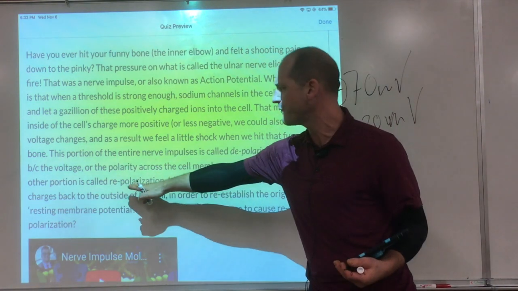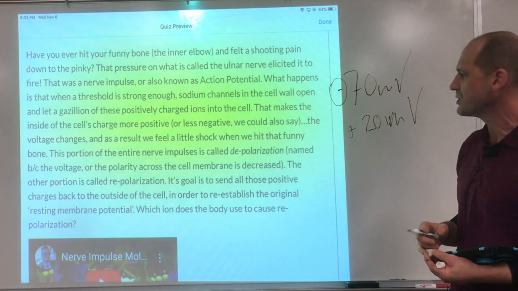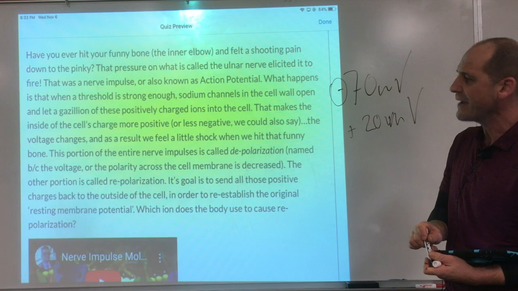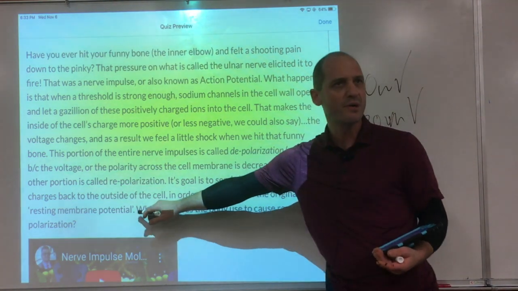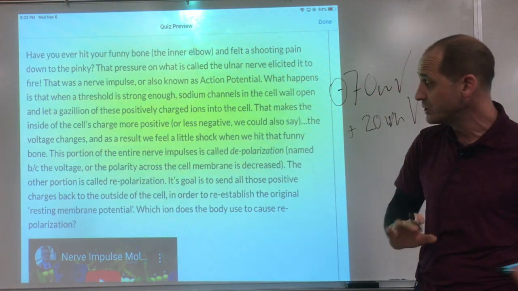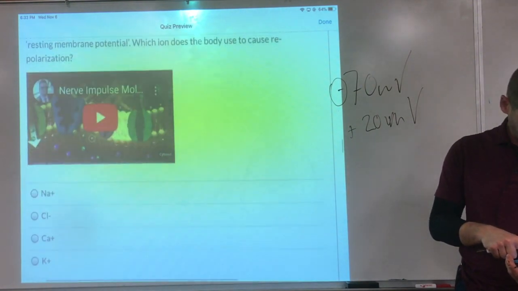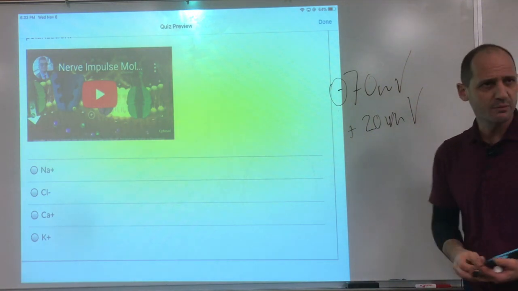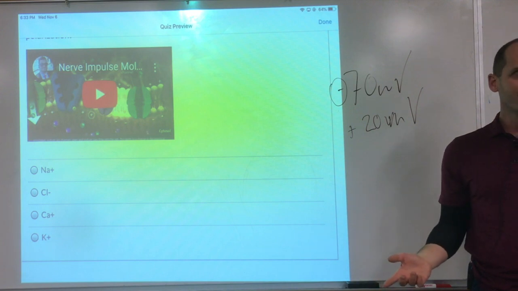The other portion of the nerve impulse is called repolarization. Its goal is to send all those positively charged molecules back to the outside of the cell in order to re-establish the original resting membrane potential as far as voltage is concerned. The chemicals are messed up, but the voltage is proper. Which ion does that? The K, potassium. K is potassium. You got that, right? K is potassium. Na is sodium.